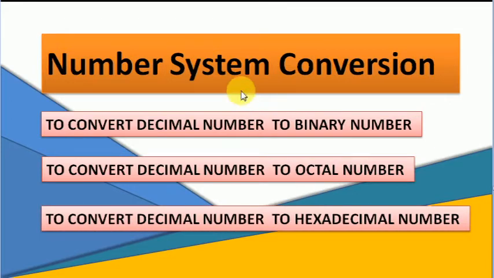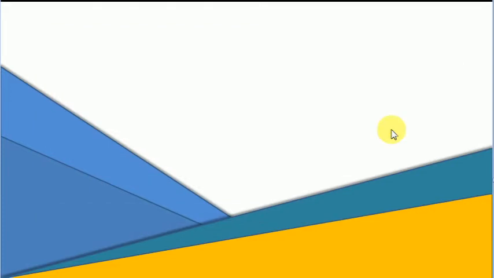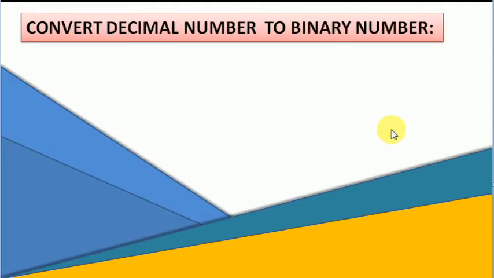Now you know, in the case of a decimal number, the base value is 10. What is the base value of a binary number? 2. When we convert a decimal number to an octal number, the decimal base value is 10. What is the base value of octal? 8. When we convert a decimal number to hexadecimal, what is the base value of hexadecimal? 16. So now we start with the first one, to convert a decimal number to a binary number.